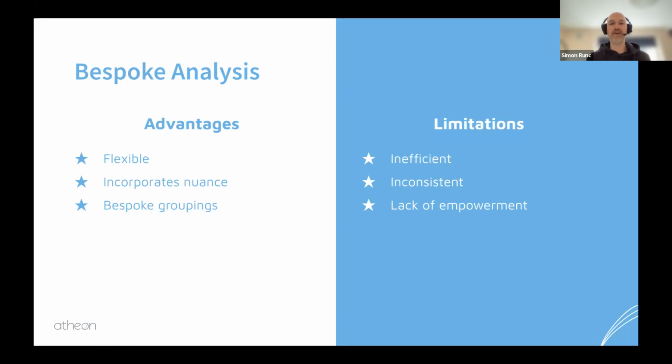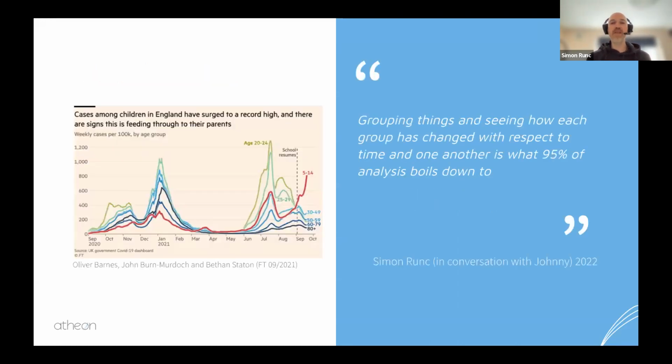And so a big part of this comes from the bespoke grouping of things, the fact that you just want to be able to group things in a non-standard way. Because when you look at analytics and analysis, although we do a lot of different things, it all seems quite different. When you boil it down, grouping things and then seeing how each group has changed with respect to time and one another is what a huge amount of analysis boils down to. So to be able to group things on the fly and look at them and the time frames on the fly is a super valuable way of looking at specific problems.